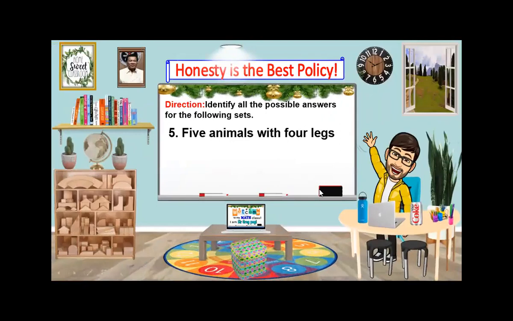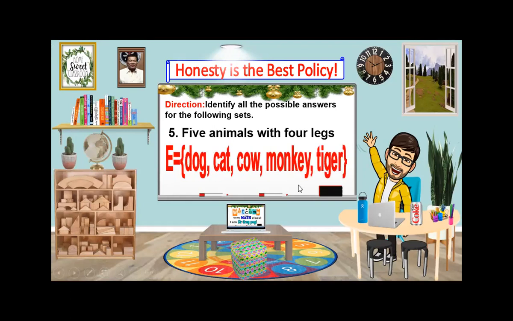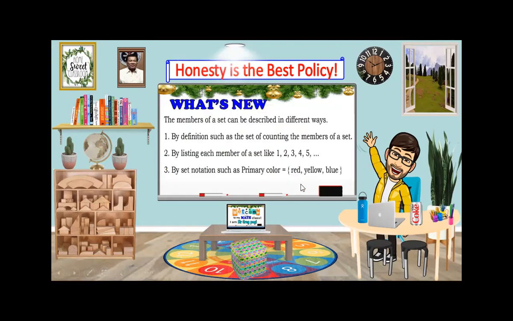Then number 5, animals with 4 legs. You have to list down 5 animals having 4 legs. Set E consists of 5 animals with 4 legs. So we have dog, cat, cow, monkey, and tiger. Of course, there are many animals, so you can have your answers differently from this one.